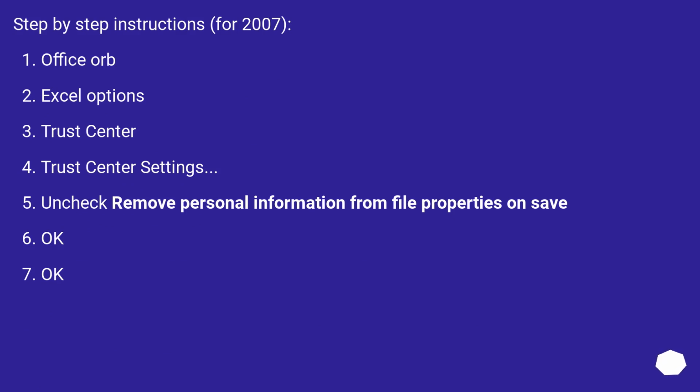Step-by-step instructions for 2007. Office Org. Excel Options. Trust Center. Trust Center Settings. Uncheck Remove Personal Information from File Properties on Save. OK. OK.